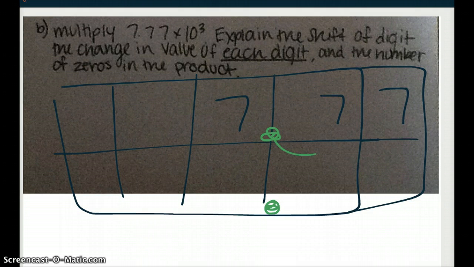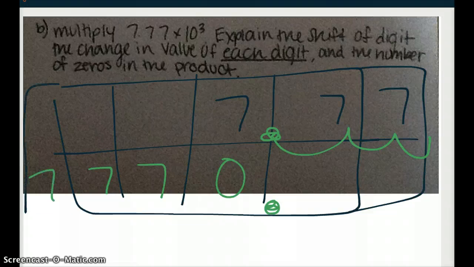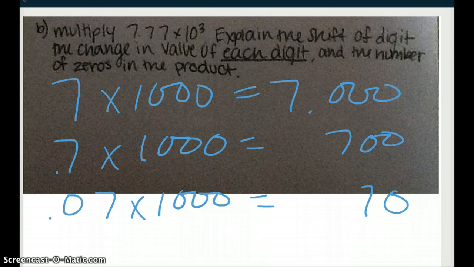Bigger. 1, 2, and then there's going to be a third one, so there's going to be 0, 7, 7, 7. It moved 3 place values to the right. It got 1,000 times larger. So I would want to see this. You can say you took the value of each digit and multiplied it by 1,000.